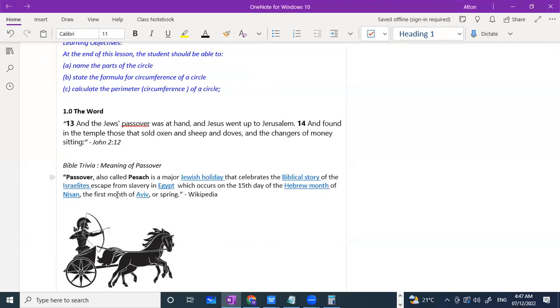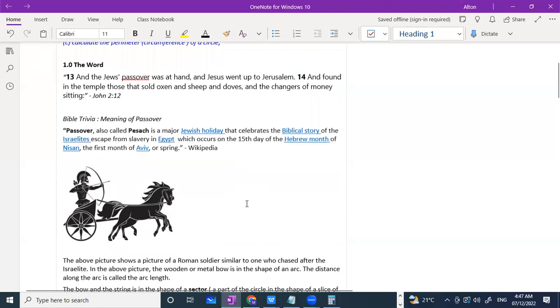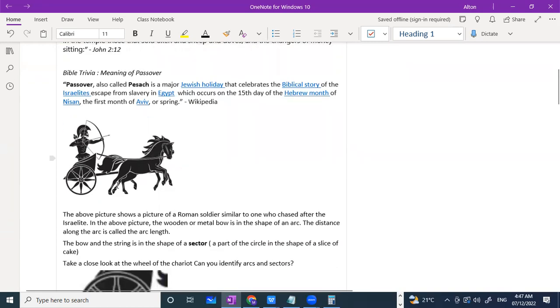Remember that story with Pharaoh? So when they escaped that slavery in Egypt, they had to flee for their lives. We are also told that it occurs on the 15th day of the Hebrew month of Nisan, the first month of Aviv or spring. Now, picture this, the Israelites escaping from Egypt, being chased by Pharaoh's army. And perhaps this picture here reminds us of that scene.